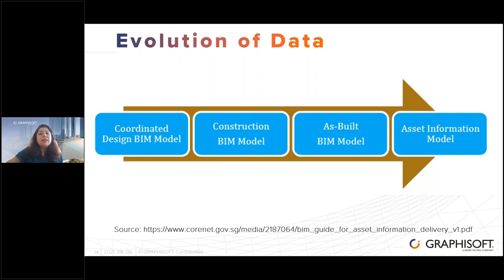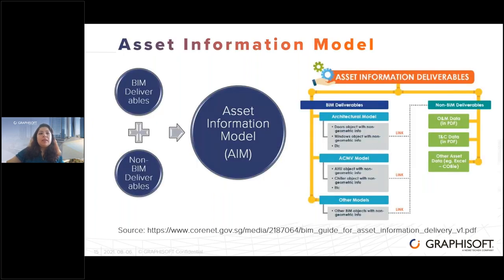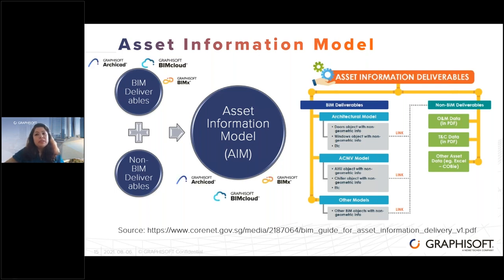As far as the assets are concerned, when the information progresses, it develops even further. Here at GRAPHISOFT, we have products like ARCHICAD, BIM Cloud, and BIMx to take care of the information inside your model. Now, this asset information model can consist of two different types of information: one in the form of BIM deliverables and the other in the form of non-BIM deliverables. Your BIM deliverables will be your architectural model, your structural model, or your services model.